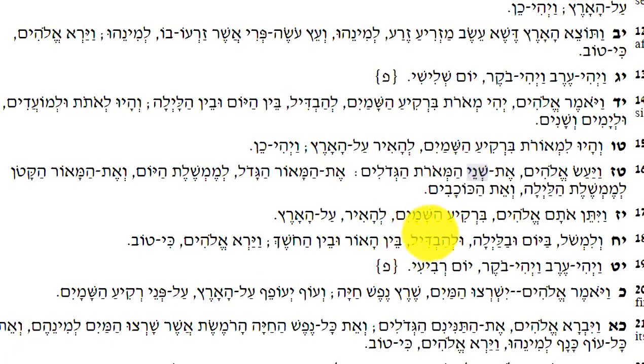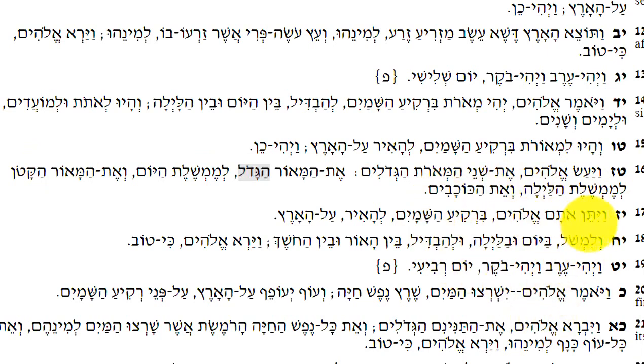Let's put that in. Hama'orot Hagdolim, or is light, gadol is big. Et Ma'or, or is light, hagadol is big or large. L'memshelat Hayom, yom we've had before is day. Ve'et hama'or, and or is light, hakatan, which is small, l'memshelat ha'layla, layla we've had is night, ve'et ha'kochavim.